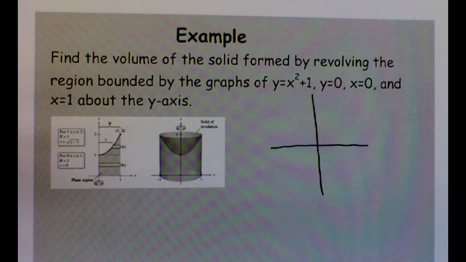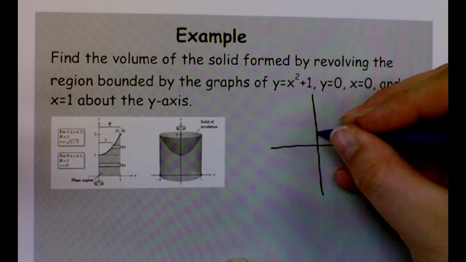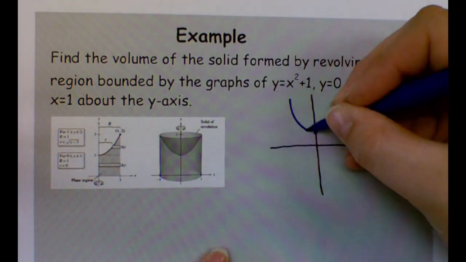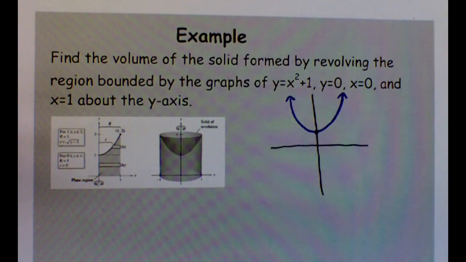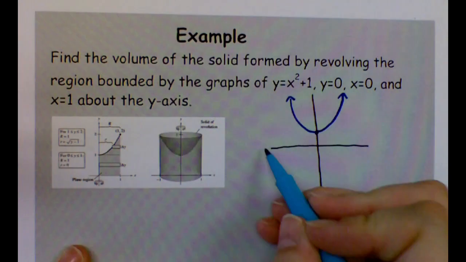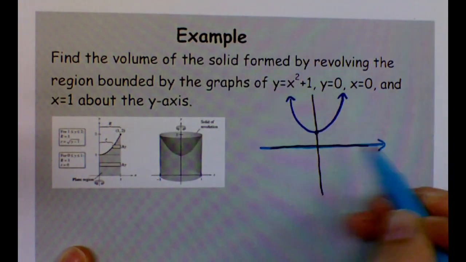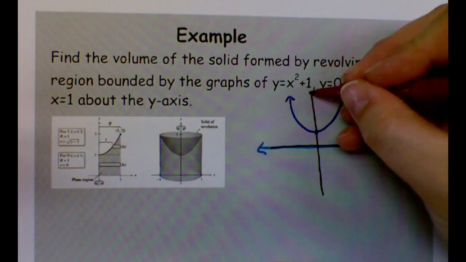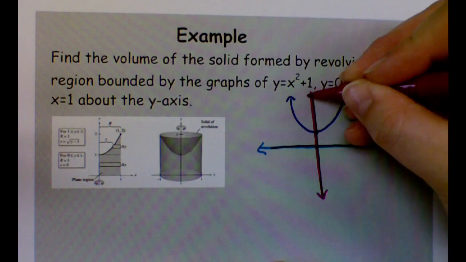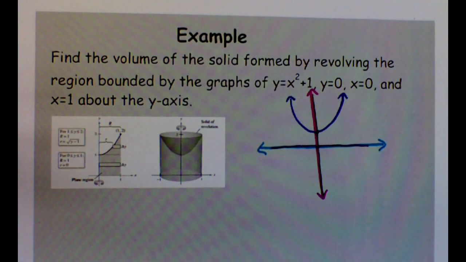So I know y equals x squared plus 1. That's a parabola. It opens upward. The vertex is at 0, 1. And there we go. There's my first graph. The line y equals 0, well, that's the x-axis. x equals 0 is the y-axis. And x equals 1.